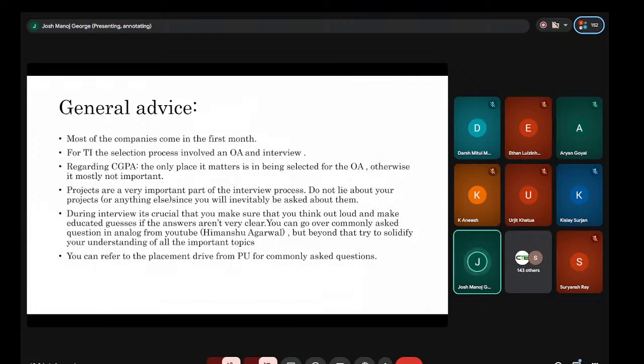Regarding CGPA, the only place where it actually matters is getting selected for the OA. I think the cutoff for TI was something like 7. Worst case, the interviewer would have some preconceived notion about you, but that's about it. You could always offset it with your understanding or how interested you are in the role.